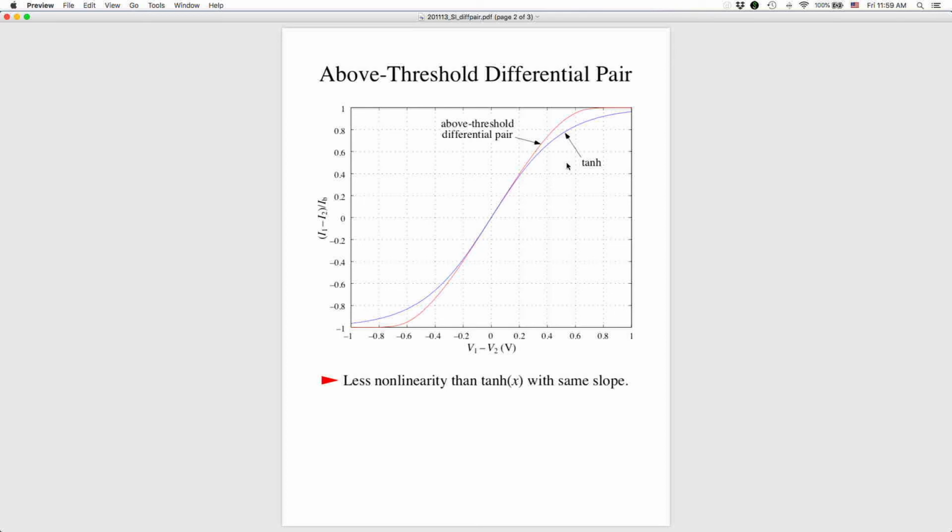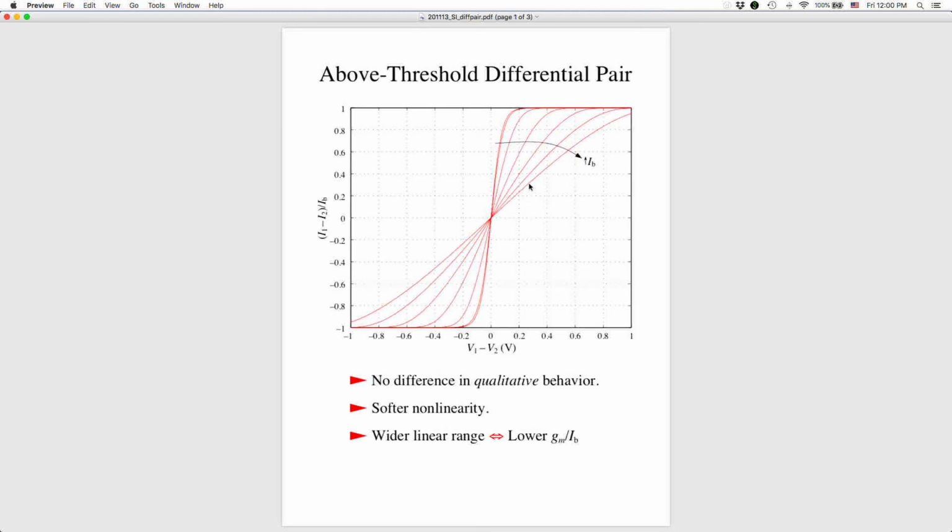And likewise, the coefficient of the fifth order term would be smaller, and the coefficient of the seventh order term would be smaller. What that translates into is you can put a larger amplitude pure tone sine wave into the above threshold diff pair, and you would get less harmonic distortion out than if you were to put it into a stretched out weak inversion transfer characteristic. Okay, so that's what I mean by a softer nonlinearity or less nonlinearity.